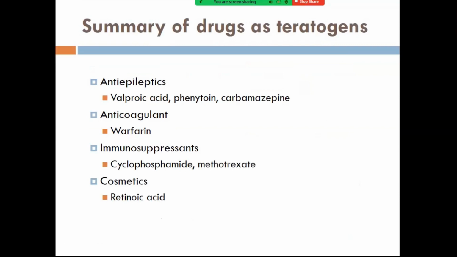So, summary of drugs: antiepileptics, never use valproate, try to take out valproate, but remember that control of epilepsy in the mother is the most important thing. Anticoagulants, remember warfarin, but also remember that fetopathic effects are only there in 6%.